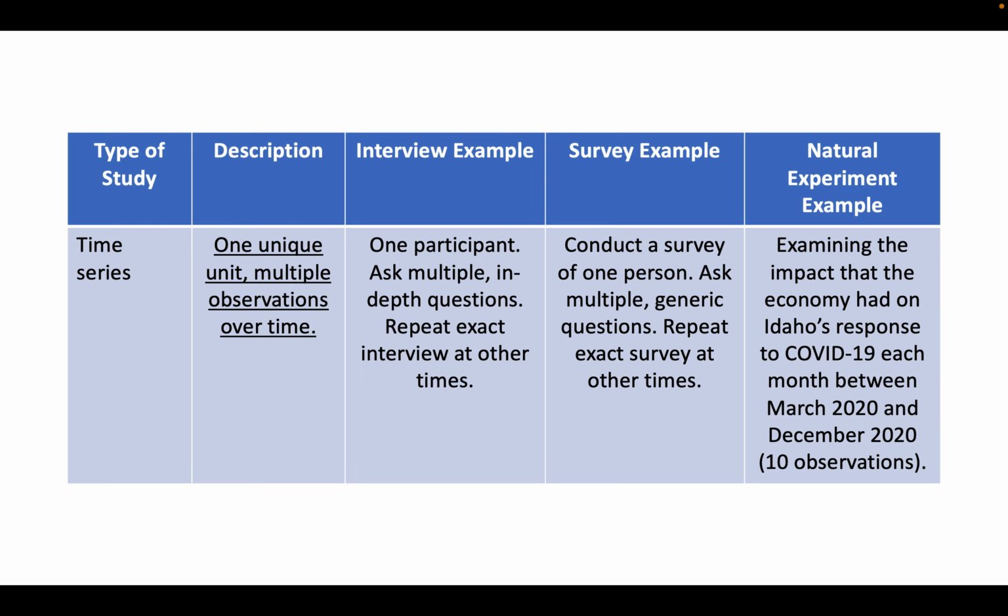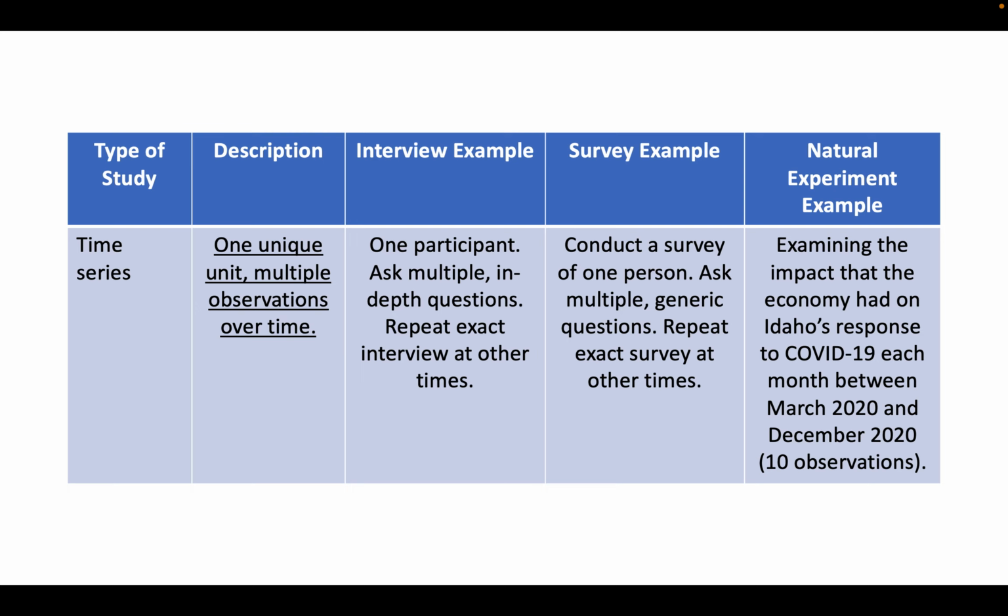A time series design is quite different. We have one unique unit, but multiple observations over time. So the equivalent in the interview would be to interview one person over multiple time periods, perhaps days, weeks, months, or even years. We would ask multiple in-depth questions. So that's an interview example using a time series, only we would repeat those questions so that we have repeated observations. With the survey example, again, we could conduct a survey of just one person and ask multiple generic questions, and again, repeat this survey several times to generate data points.